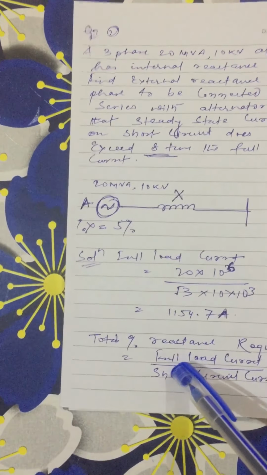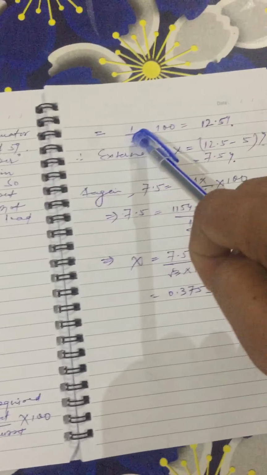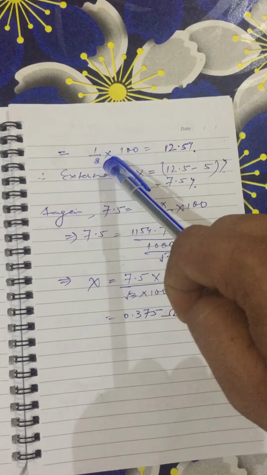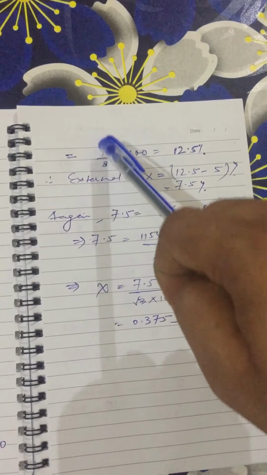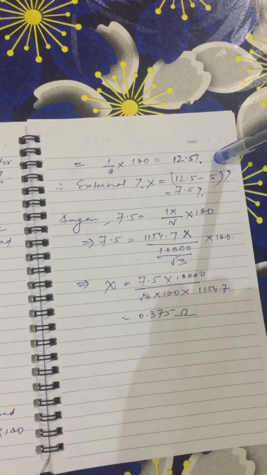Now what will it be? It will be full load current divided by short circuit current into 100. So let us consider the full load current was 1, and we need to restrict the short circuit current to 8. So divide 1 by 8 into 100, it will come as 12.5%.